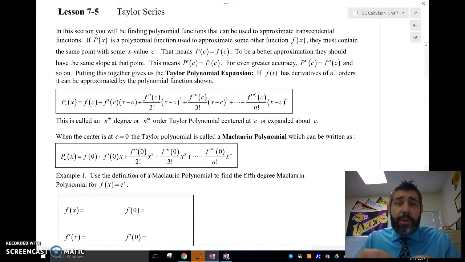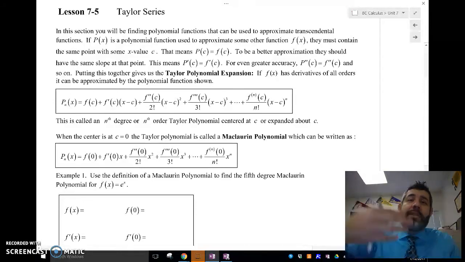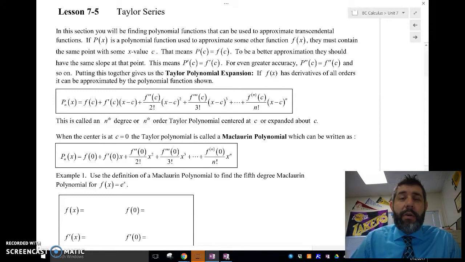But to get a really good approximation, we've learned that we could take a derivative, and if the slopes are the same, we get a pretty close approximation. For better accuracy, we could take the second derivative, and if the concavity of the polynomial and the transcendental function is the same, we get an even better approximation. The third derivative gives an even better approximation, and so forth. If I keep taking derivatives, I can come up with a polynomial function that's a pretty close approximation.